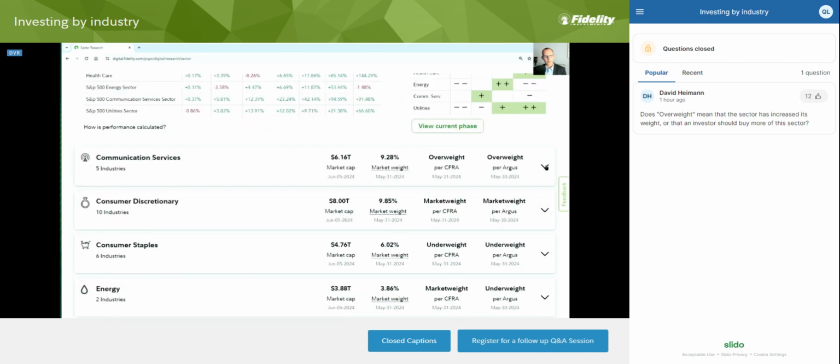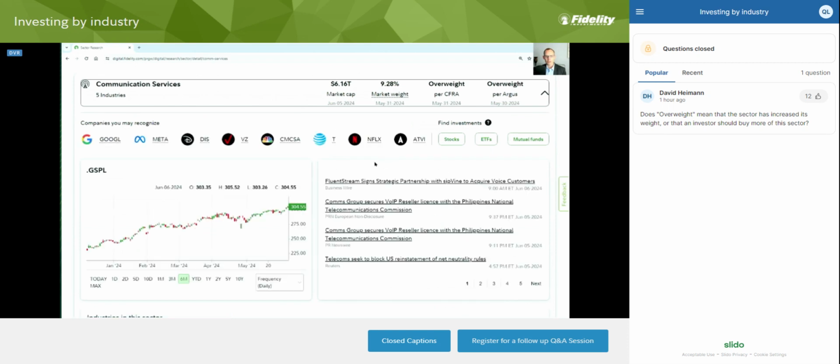Now, if I open up this first tab, it's going to look pretty similar to what James showed on the slide, showing us that communication services currently has a 9.2% market weighting. So that's how large it is compared to the other things in the S&P 500. And these are some of the big companies that you might recognize currently in the communication services sector. We also see a nice chart that shows us that communication services has been going up and to the right, performing rather well over the course of the last 6 months.